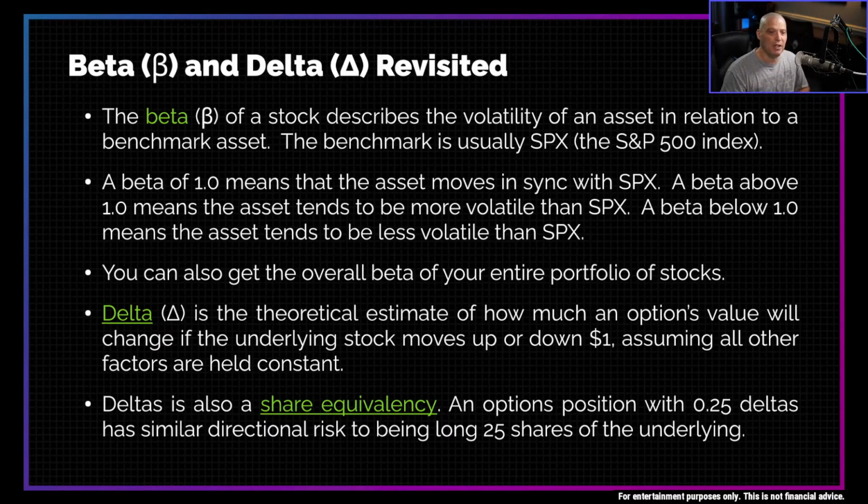But a quick recap. The beta of a stock describes the volatility of an asset in relation to a benchmark asset. The benchmark is usually the S&P 500 index, which is SPX. So the beta of a stock tells you if the stock is more volatile than the overall market, the S&P 500, or if it's less volatile than the overall market. If a stock has a beta of 1.0, it means that it moves in sync with SPX. If it has a beta above 1.0, it means that asset tends to be more volatile than the SPX. A beta below 1.0 means that asset tends to be less volatile than the SPX.